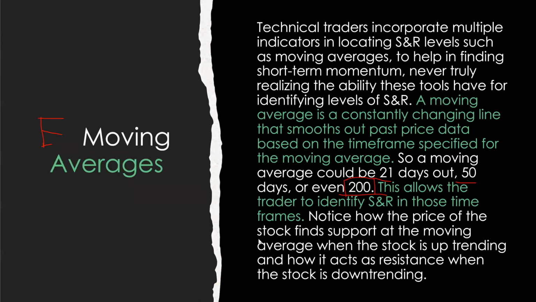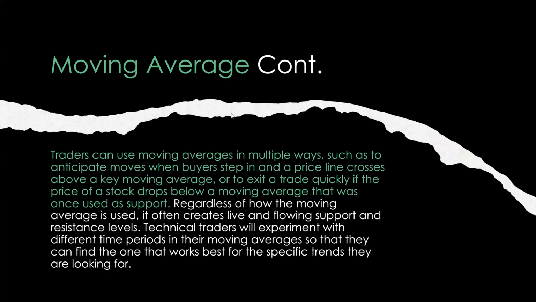So notice how the price of the stock finds support at the moving average when the stock is uptrending, and how it acts as resistance when the stock is downtrending. Traders can use moving averages in multiple ways. You don't just use them as support and resistance. You can use them to anticipate moves when buyers step in and a price line crosses above a key moving average. So we're going to talk about the EMA crossover.